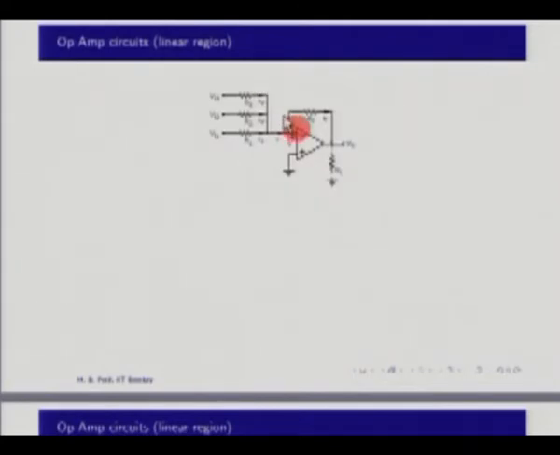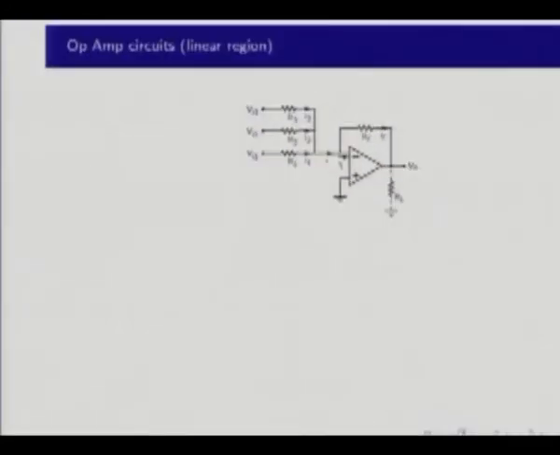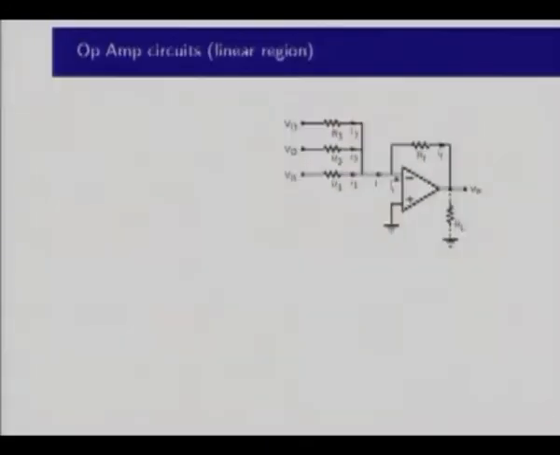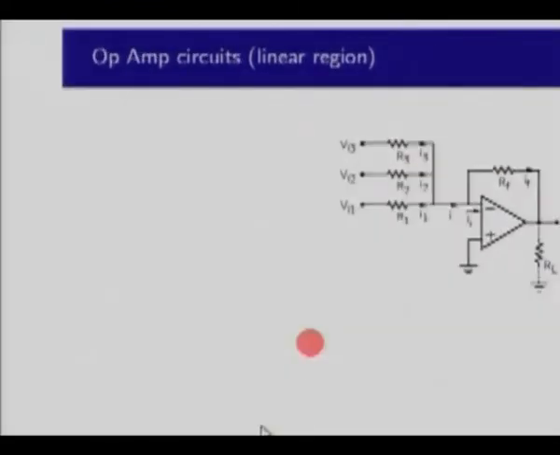Okay, op-amp circuits in the linear region continued, and this summer is simply an extension of the inverting amplifier, and it is a good circuit to describe at this stage.